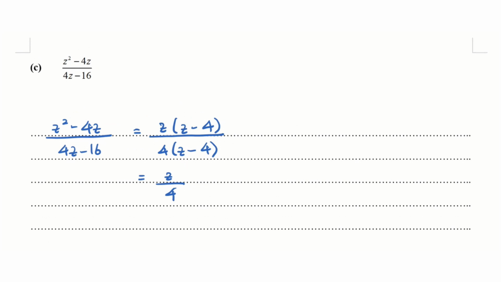Now in part C, we see that we have z squared minus 4z over 4z minus 16, and we have minus signs in between, so we need to do factorization in both the numerator and the denominator to see whether we can simplify anything. So in the numerator, we extract common factor and get z times z minus 4, and in the denominator, we factorize out the 4, and we have 4 times z minus 4. Then we will cancel away z minus 4, so therefore our final answer will be z over 4.